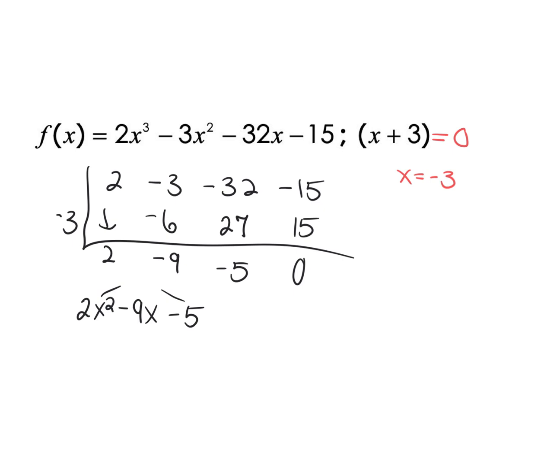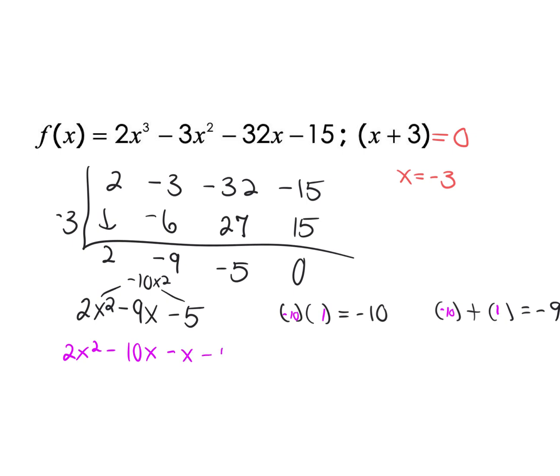And then we can factor this. This is negative 10x squared. We want two numbers that multiply to negative 10 and add to negative 9. So we're going to use negative 10 and positive 1. So this is 2x squared minus 10x minus x minus 5.